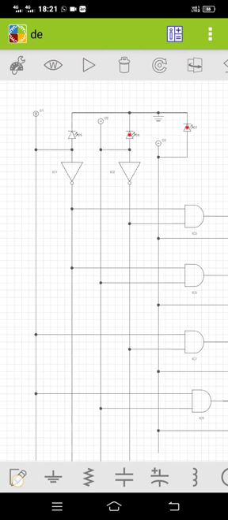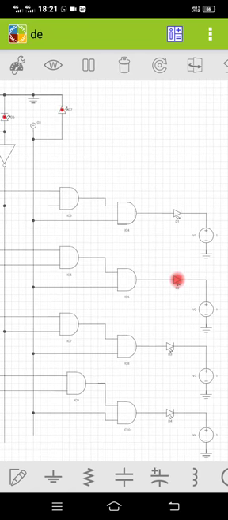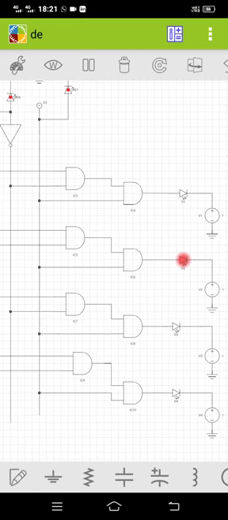In the fourth case, one select line and one input line should be kept at 1. For that, in the output, the second LED should glow. The rest of the others should not glow. Let us check it. Here I kept one select line and one input line at 1. Now let us run the program. Here the second output is glowing. Hence it is also verified. Now let us check the fifth case.